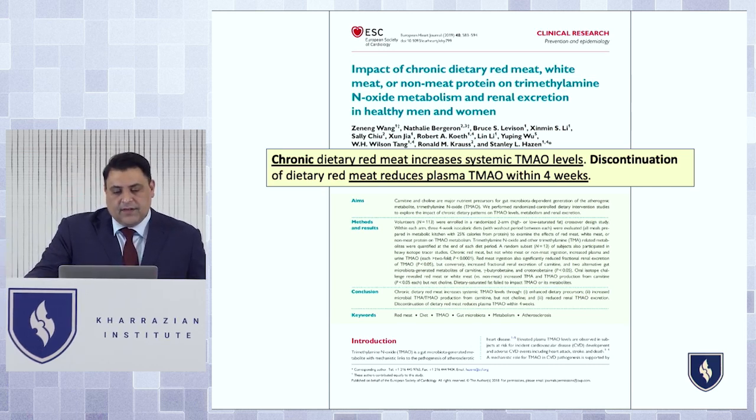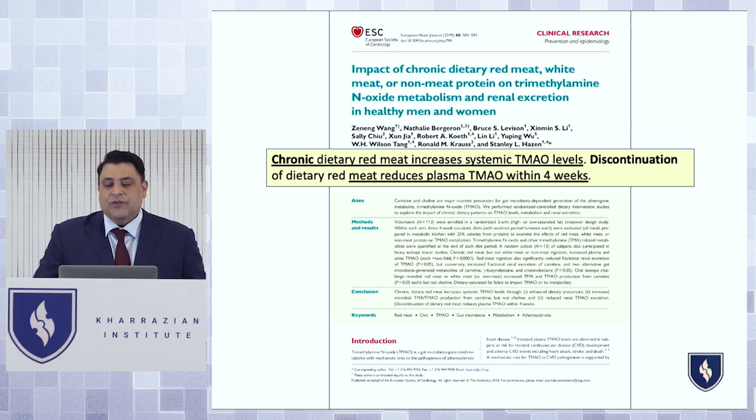So this is a study where they looked at the impact of chronic dietary red meat, white meat, or non-meat protein on TMAO metabolism and renal excretion in healthy men and women. And chronic dietary red meat increased systemic TMAO levels, and discontinuation of dietary red meat reduced plasma TMAO levels within 4 weeks. So there are definitely relationships between foods high in choline once this mechanism is in place, and it's not for everyone. Listen, everyone in the world doesn't have high TMA-laced bacteria in their gut that causes these reactions. Some people do, some people don't.